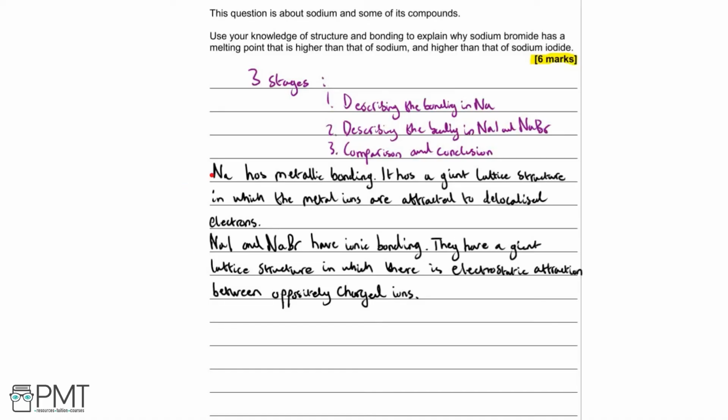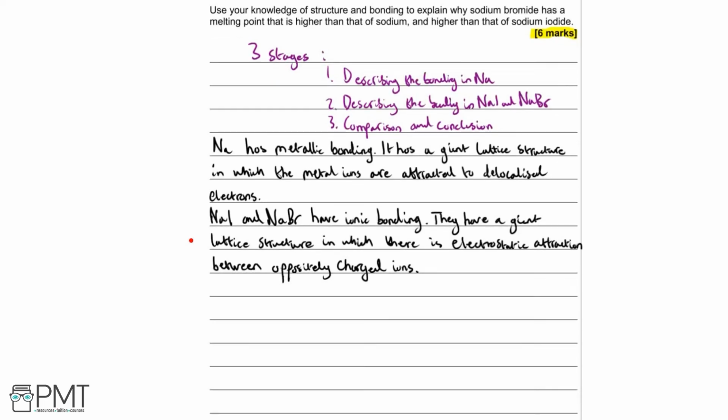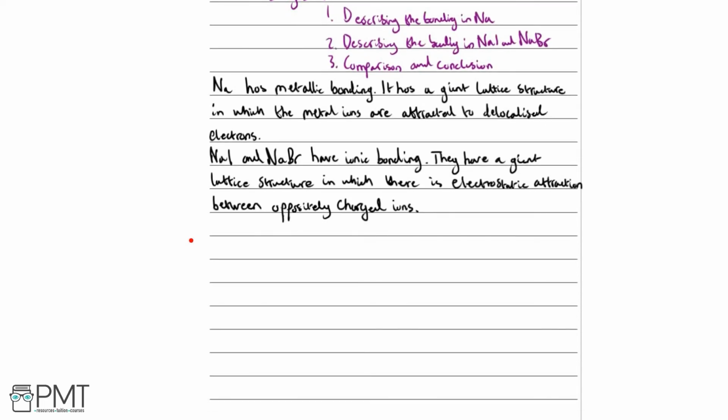So now that we've described both the bonding in sodium and the bonding in sodium iodide and sodium bromide, we need to move on to comparing them and making a conclusion from this. So the first thing we need to state is how we're going to compare sodium bromide to sodium, because both the sodium iodide and sodium bromide are similar in structure, whereas sodium is different, so it's easier to start comparing them to the more different one first, and then talking about the differences between sodium iodide and sodium bromide.